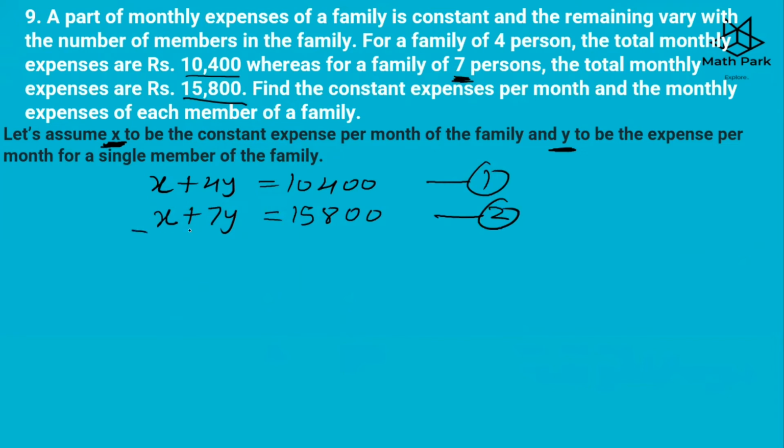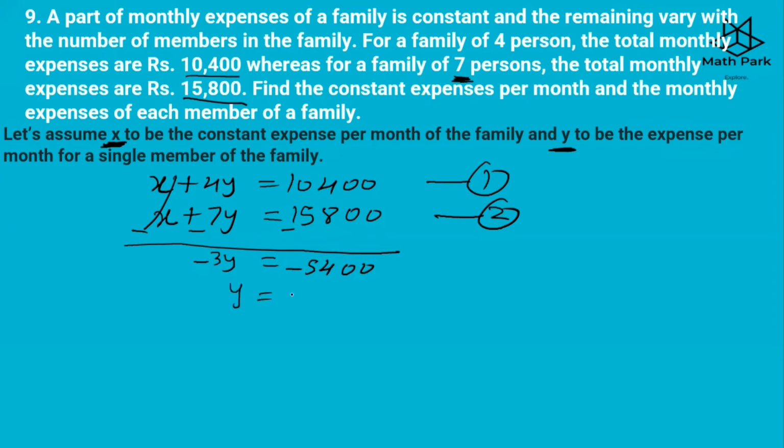So we subtract, we have the coefficient of x the same. So x minus x is 0. 4y minus 7y is minus 3y. And we are subtracting 15,800 minus 10,400, we get minus 5,400. You can subtract: 8 minus 4 is 4, 5 minus 0 is 5, 1 minus 1 is 0. Writing minus 15,800 plus 10,400.